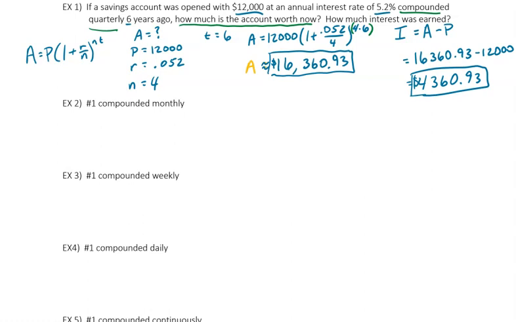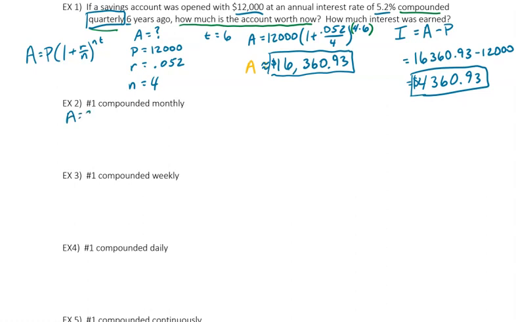All right, so we're going to do this again. And in fact, for examples 2, 3, and 4, we're going to use the same problem, right? The only thing that we are changing is instead of quarterly, we are going to make it compounded monthly, weekly, and daily. And for example 5, we are also going to use the same thing, and we're going to make that one compounded continuously, right? So it's still $12,000. It's still 5.2%. It is still 6 years. We're just changing the quarterly to, in example 2, monthly.